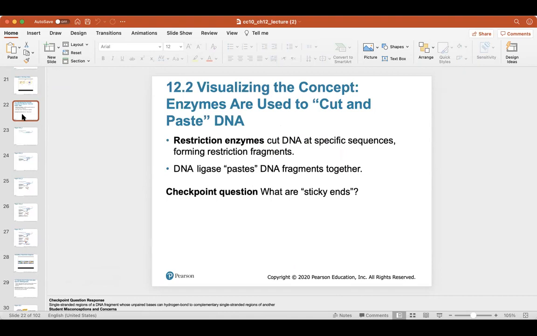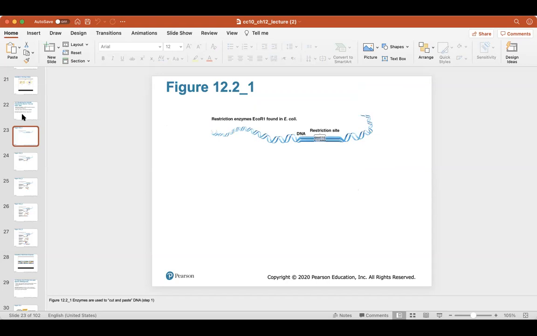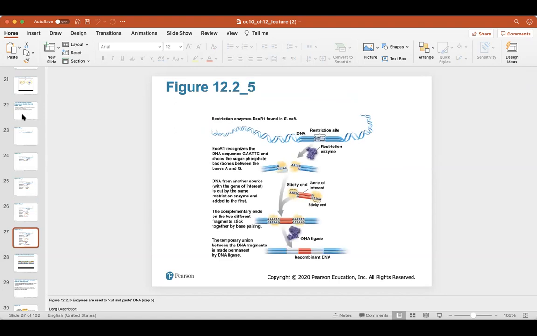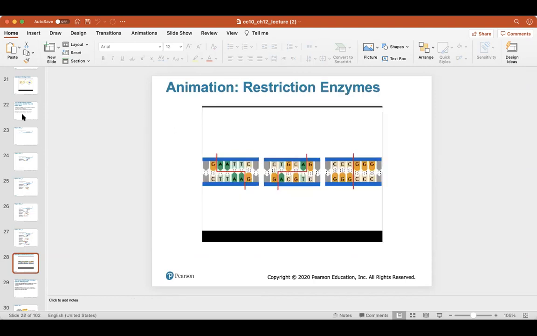Restriction enzymes cut the DNA at specific sequences, forming restriction fragments, and then DNA ligase will paste the DNA fragments together. So here's a restriction enzyme, how it will cut, and then DNA ligase will put it back together into the gene of interest to form what we call recombinant DNA.